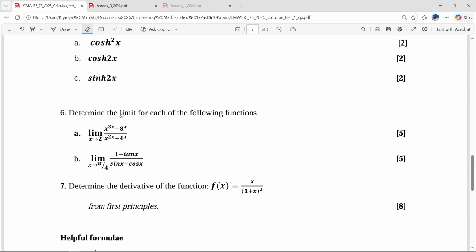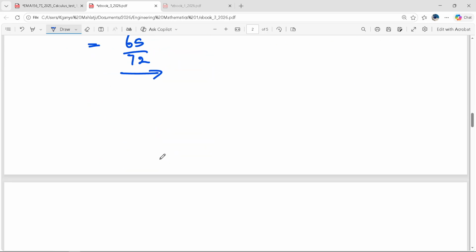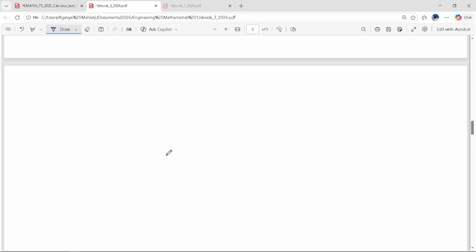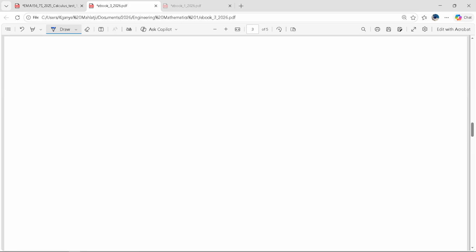Let's continue to number 6. Number 6 is about limits. Let's read the question. Determine the limit of each of the following functions. We have number A here. Let's go solve number A.